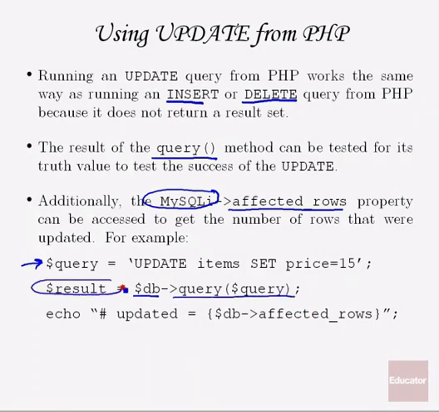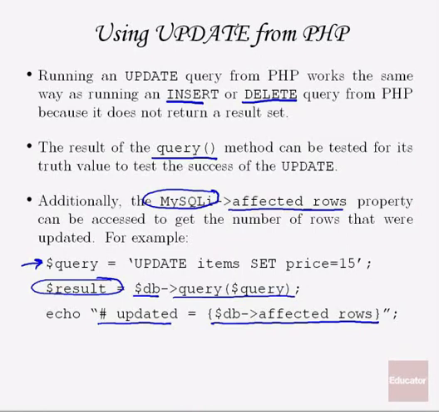This results variable can be tested for true or false to see whether the update succeeded or not, and then we can also output the number of rows that were affected by the query. So in this case, if we had 6 items in our table, affected rows would say 6 the first time it was run. The second time it was run, it would actually report 0.